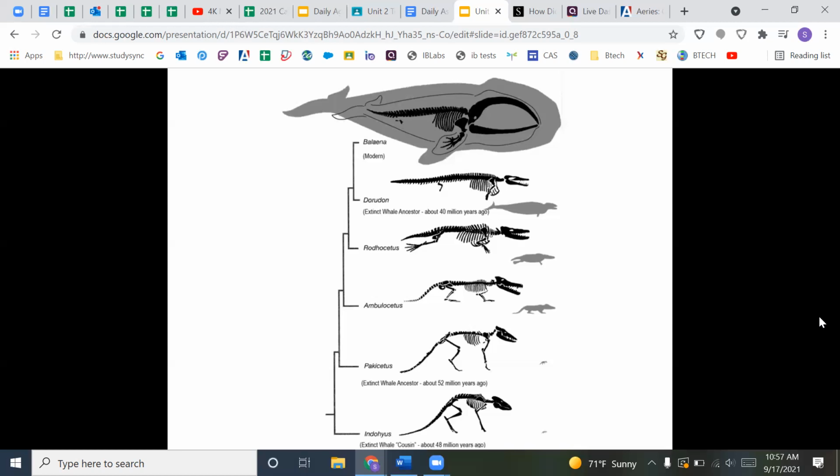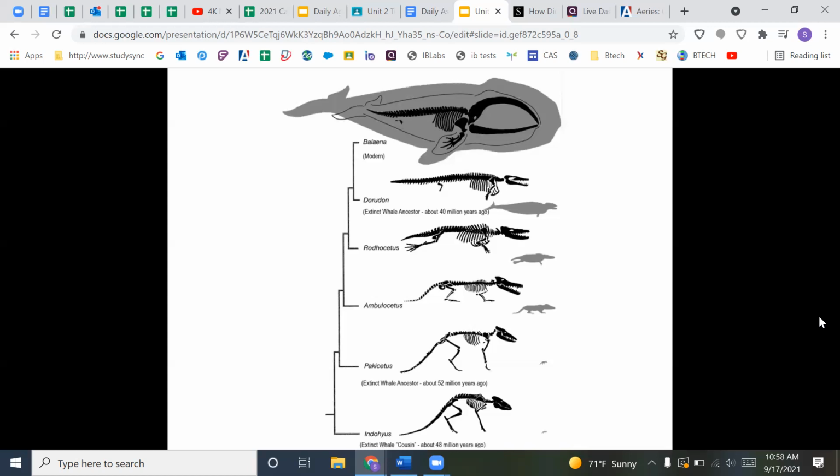Okay, so we noticed the back legs in general. What's another trait that looks different? The head definitely looks differently shaped. One thing you can't necessarily see on here, but you could write it if you want, is the snout at the top, the blowhole.